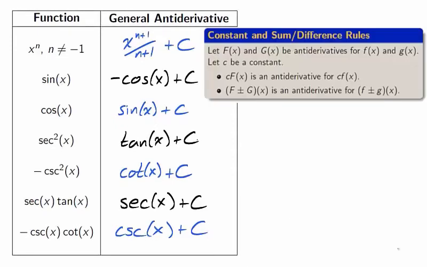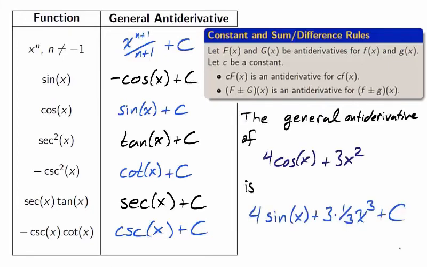Since the derivative of a sum is the sum of the derivatives, the antiderivative of a sum is the sum of the antiderivatives. In a similar way, the antiderivative of a constant multiple is a constant multiple of the antiderivative.